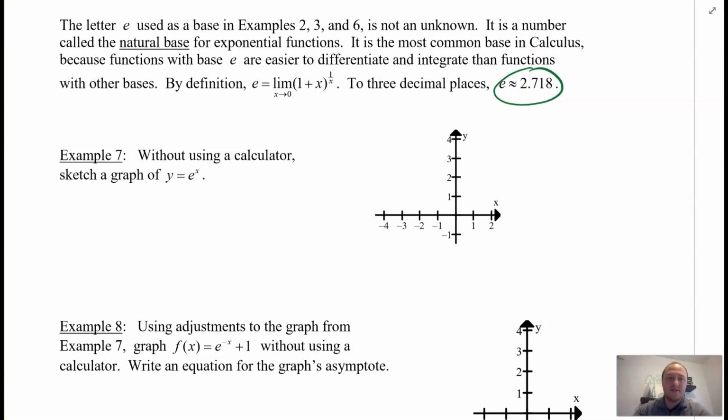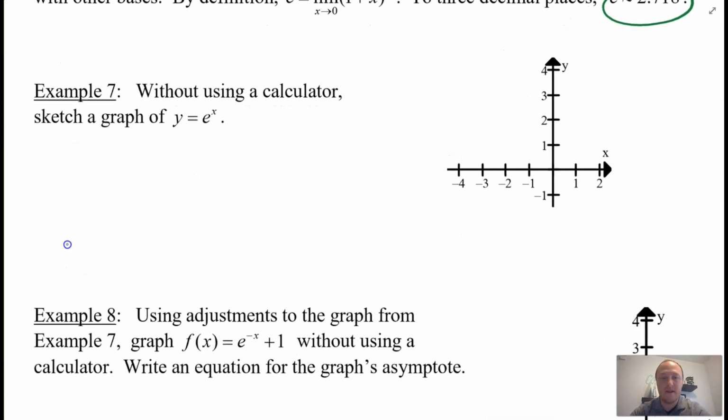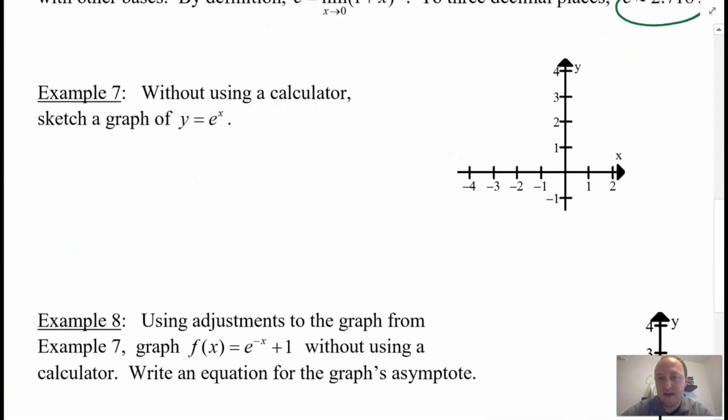All right, so here it says, without a calculator, sketch the graph of e to the x. Well, we kind of already did that. Remember that we have an asymptote at 0, an anchor point at 0, 1, and for e to the x, the point 1, comma, e, which is about 2.718. So our graph looks like this. There it is. Very easy.